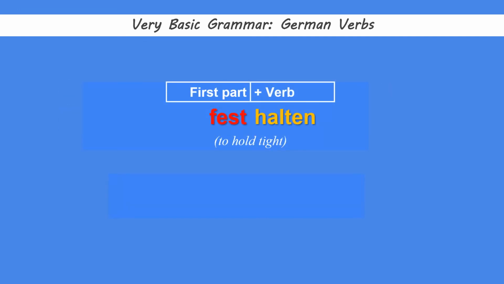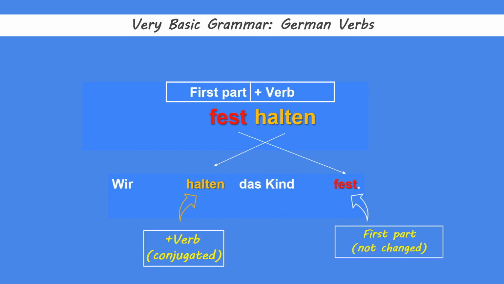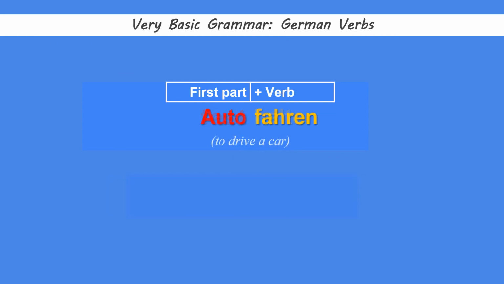And also, we will change the word order of the compound verb. Festhalten. Wir halten das Kind fest. Autofahren. Mein Vater fährt Auto.